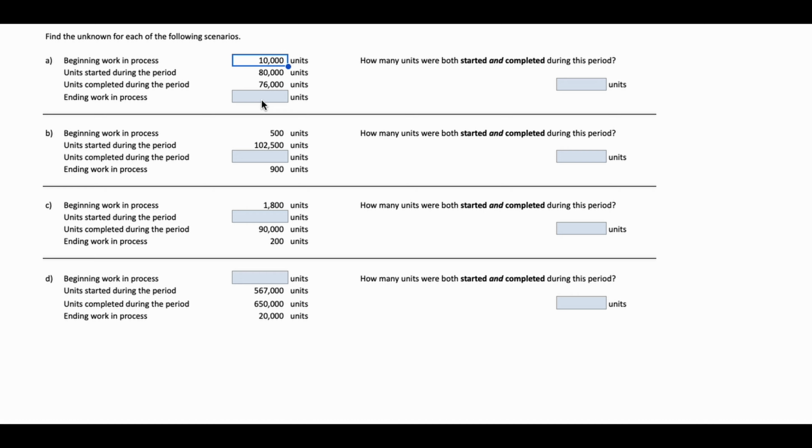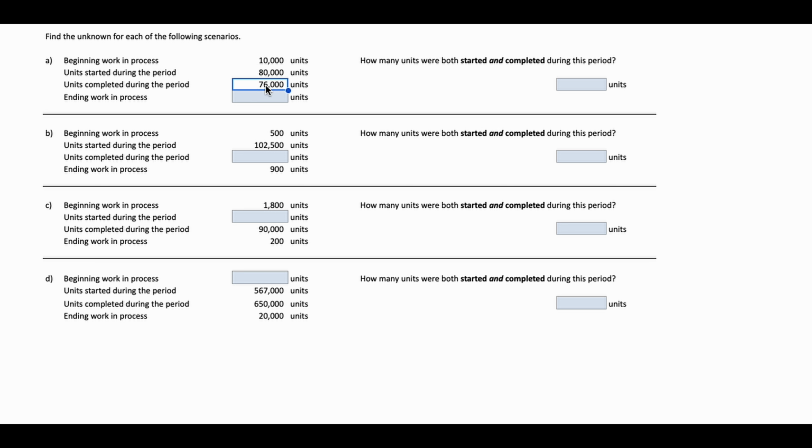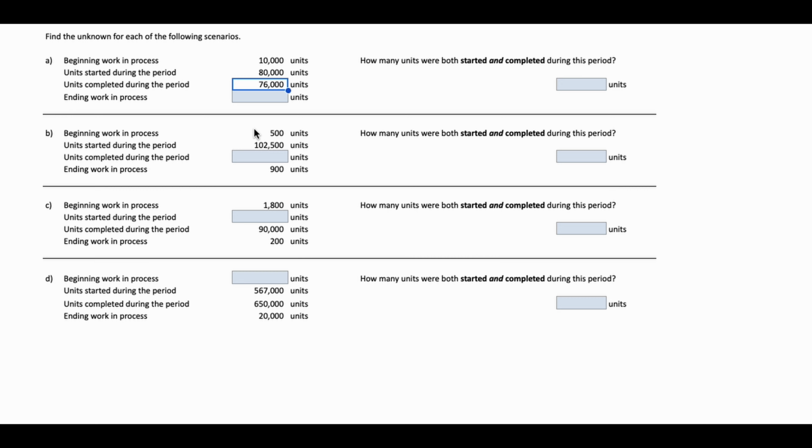We have 10,000 units in our beginning work in process. So when we turn the lights on, 10,000 units were already on our production line. Throughout this month, the units started were 80,000 units. So at some point during this period, we put an additional 80,000 units into production. And lastly, the units completed during the period were 76,000. This represents the units that we took off of our production line.